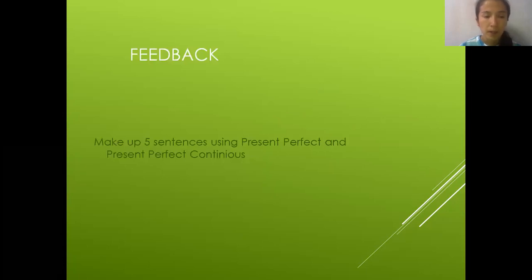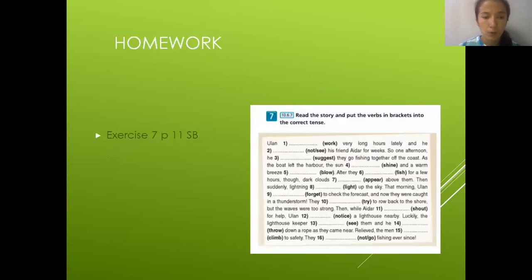Feedback. Make up 5 sentences using present perfect and present perfect continuous. Homework: Exercise 7, page 11 from Student's Book. Read the story and put the verbs in brackets into the correct tense.